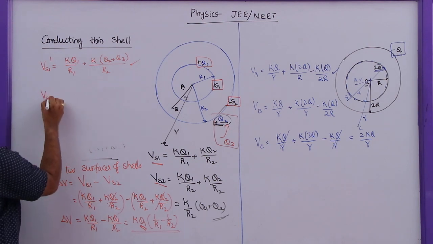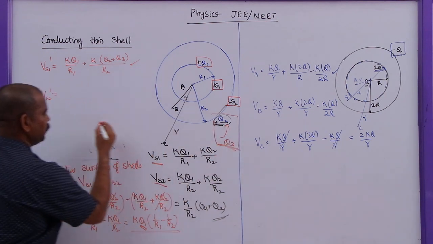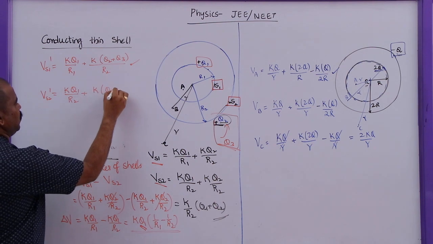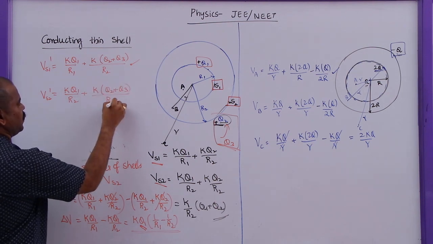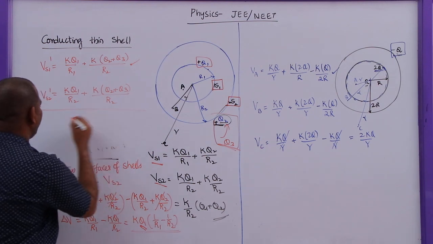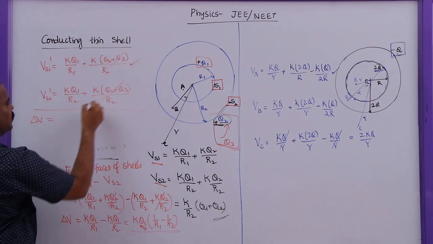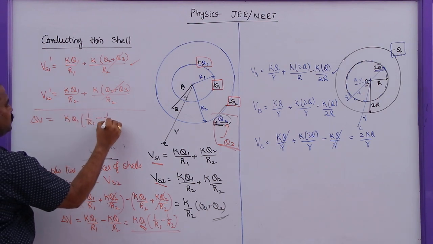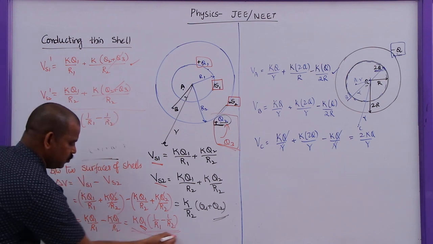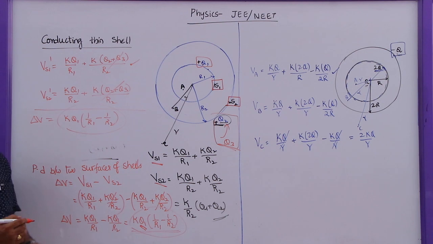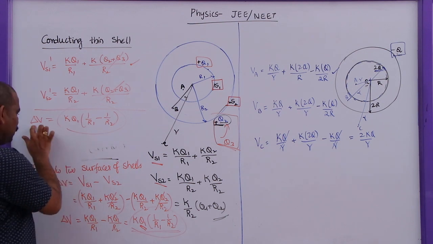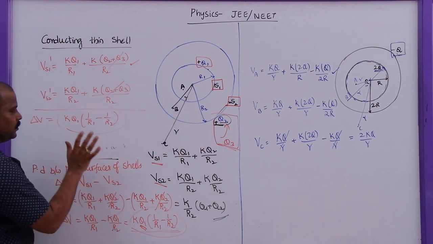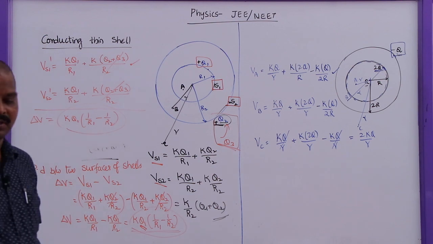Now what is the potential on the outer surface after adding this charge Q3? So this will be KQ1 by R2 plus K(Q2 plus Q3) by R2. Now if you want to find the potential difference here, these two get cancelled. So this will be KQ1 times (1 by R1 minus 1 by R2). If you observe this value and this value, you can see one similarity: the potential difference between two shells never depends upon the charge on the outer shell. The potential difference only depends upon the charge present on the inner shell.